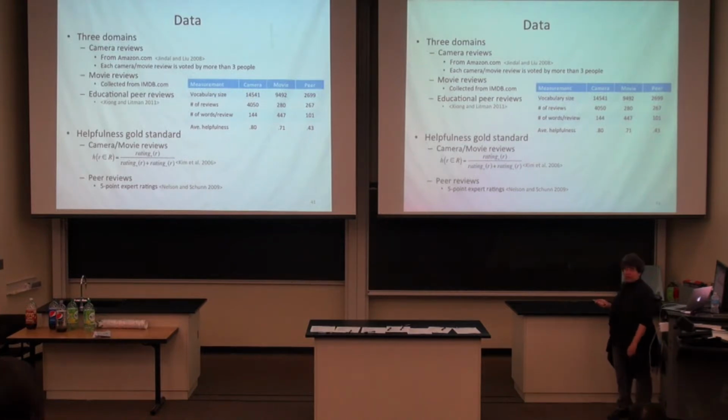Also, because the input is different, the way we created the gold standard differs. For the commercial sites, as I showed earlier, you basically vote up or down, and then we can create a number between 0 and 1 based on the positive helpful votes out of all votes. For the peer reviews, students actually rate every review for helpfulness on some scale. In our case, it was 1 to 5. So the original values were 1 to 5, and then we normalized them to a range of 0 to 1.